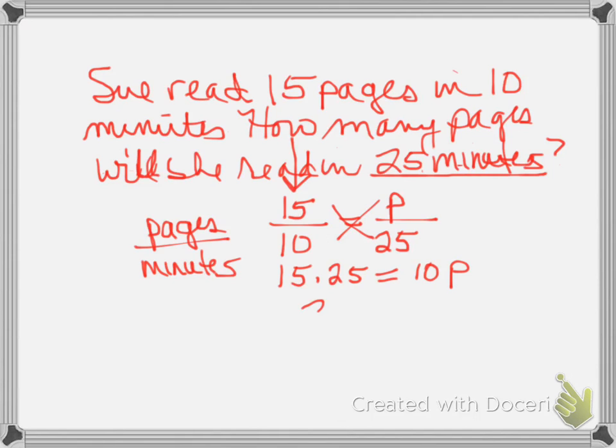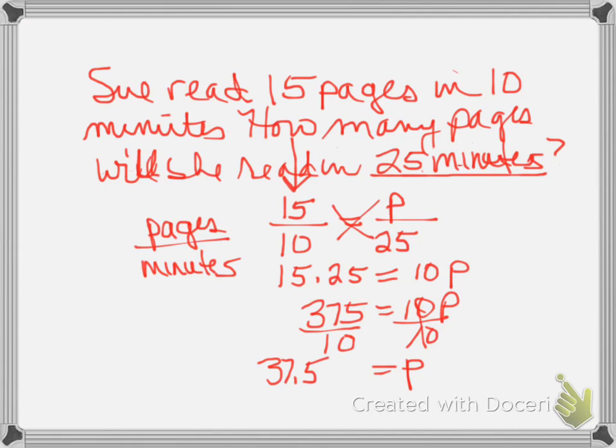Dylan already got this: 375 equals 10p. How do I solve? 375 divided by 10. Everything divided by 10. So p equals how much? It's divide by 10 again. Where do we move that decimal? 37.5, and you're going to answer this 37.5 pages.